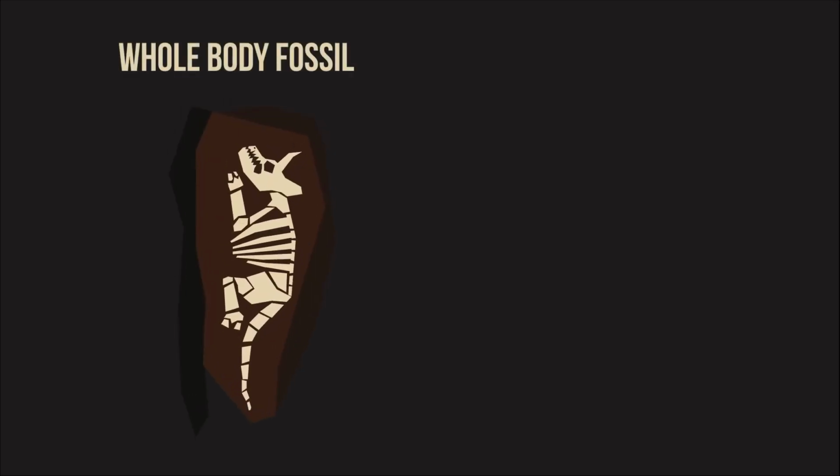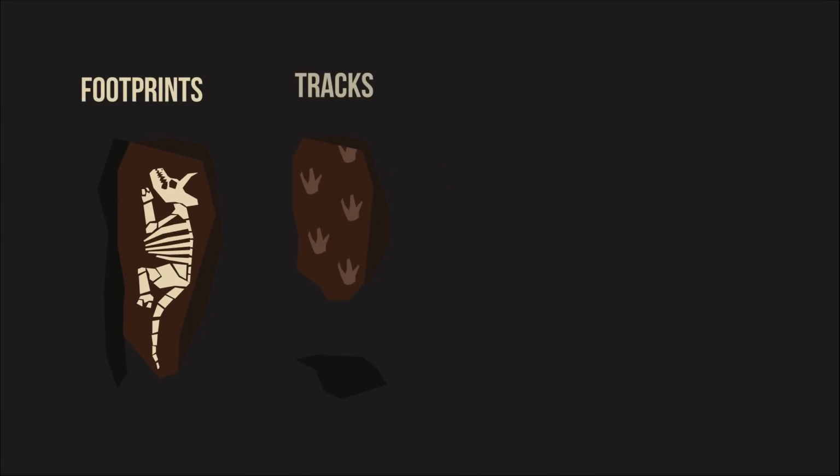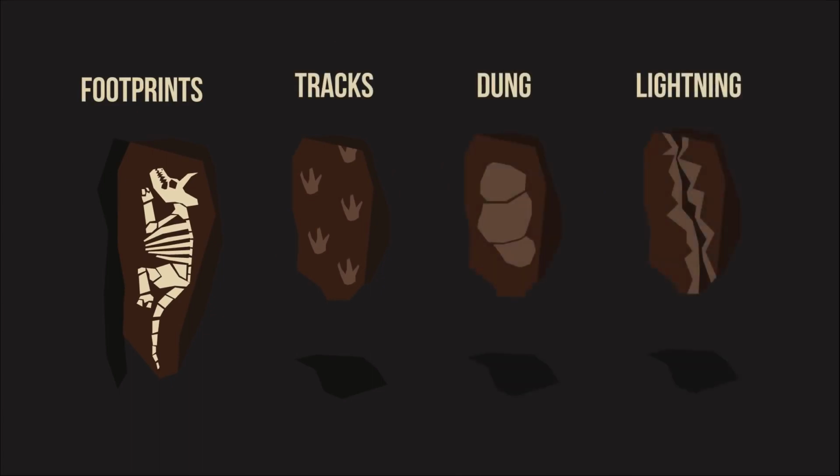While whole-body fossils can be created in this way, so can trace fossils. Trace fossils are the fossilized remains of things animals or plants have left behind. This includes footprints, tracks, dung, and even lightning strikes.